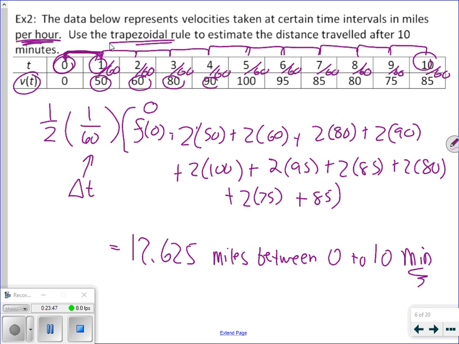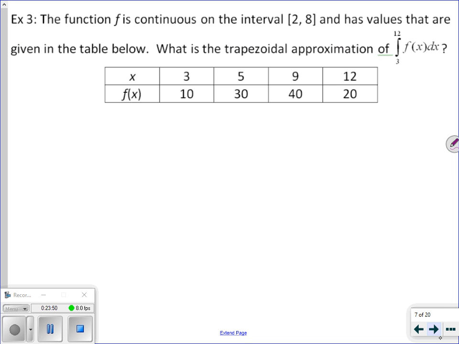All right, let's try one more, pretty straightforward. Example 3 says the function f is continuous on the interval 2 to 8. That's a typo. It's between 3 and 12. That's weird. And it has values that are given in the table below. What is the trapezoidal approximation of the integral from 3 to 12 of f of x dx? Here's 3, here's 12. The best way we can approximate that integral, since we're not actually given the equation, is to do an approximation using 3 trapezoids.